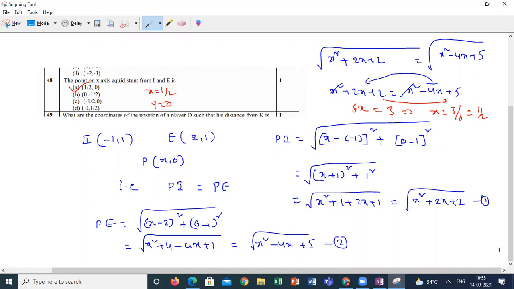Now clear, madam? Still? Yes, sir, can we use the formula of m1 by...? Yeah, 1 is to 1 ratio you can use, but he didn't mention it is lying on the line joining I and E. You can use 1 is to 1 ratio, but the y coordinate should be 0 now. If I'm using the 1 is to 1 ratio, I will get the midpoint. But the point on the x-axis need not be the midpoint. It might be anything. If I'm using the ratio formula, my answer won't come. Why, I will tell you.